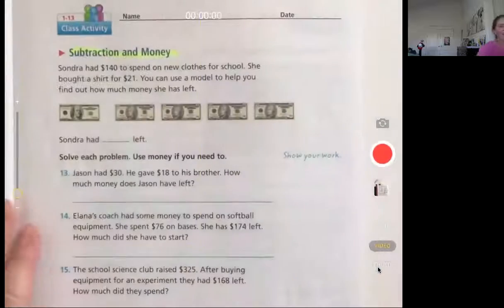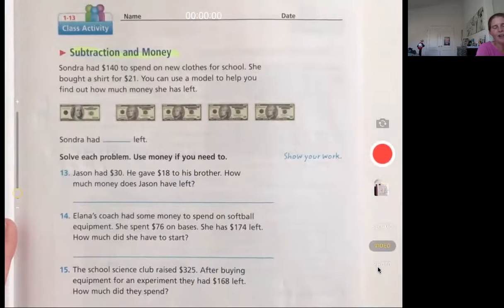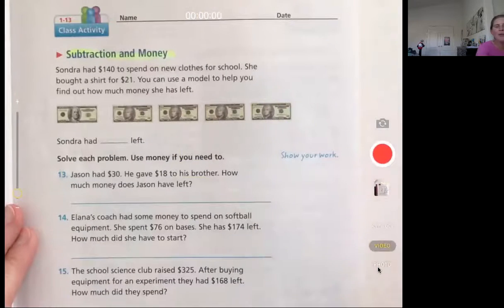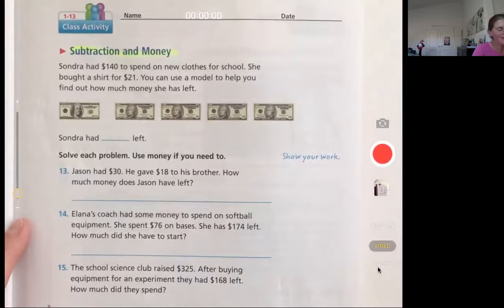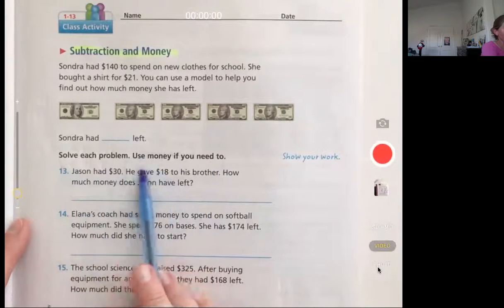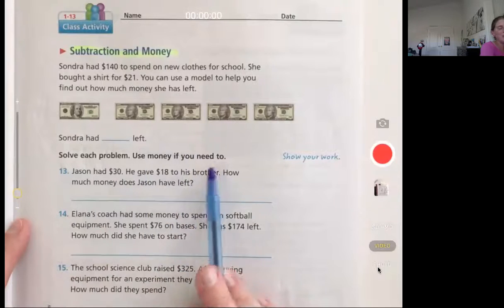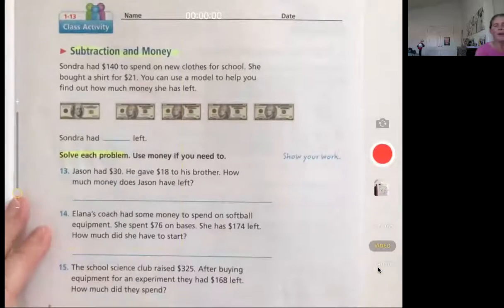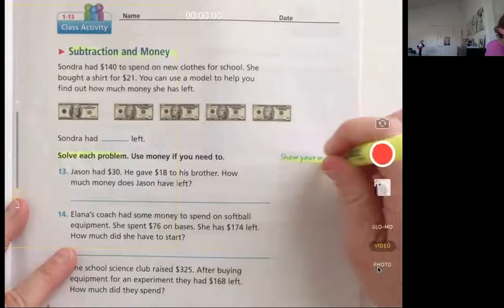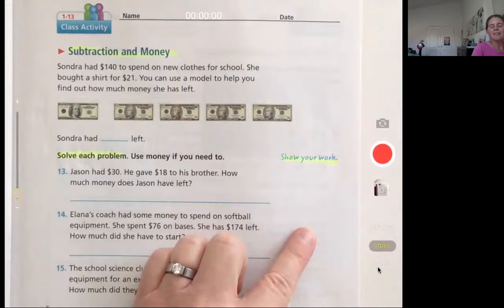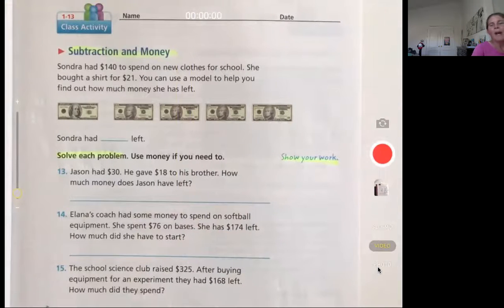Okay? One more page, and these will be simple. These are subtracting and money. Subtraction and money, okay? So I just want you to go through. I don't think you'll have any trouble with these. Just solve each problem. If you have money and you like to play with it and you want to use it, please go ahead. But what I'm looking for when I look at this page is your work. So on this side, I want to see equations, drawings, whatever works best for you.